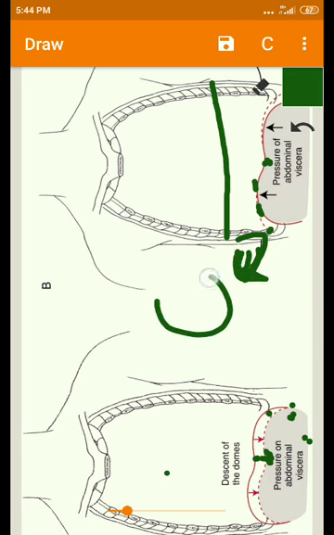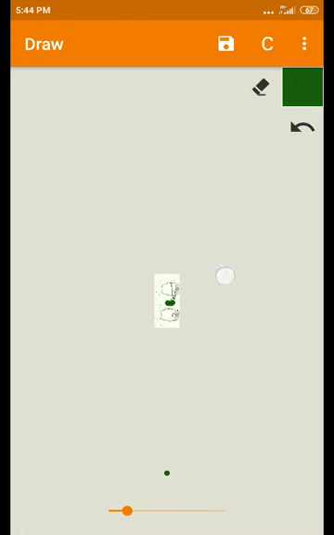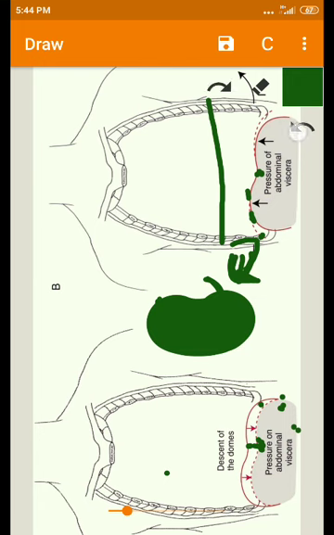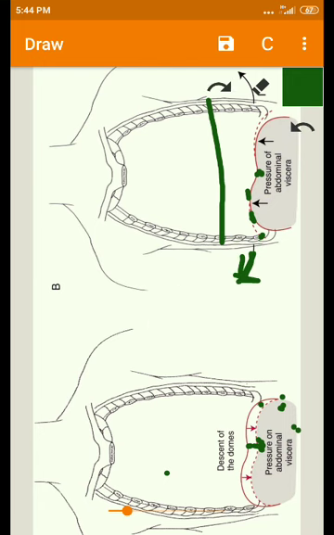bucket handle movement. Okay, so this occurs. So that is bucket handle movement during quiet respiration or tidal respiration. So this way, during inspiration, the bucket handle movement takes place in the lower rib cage.